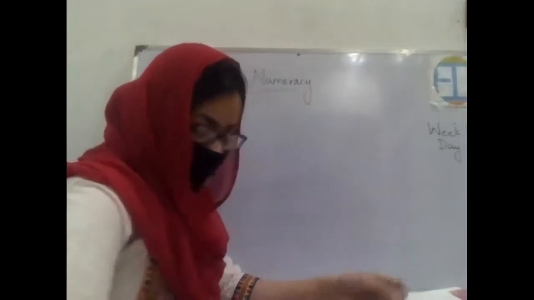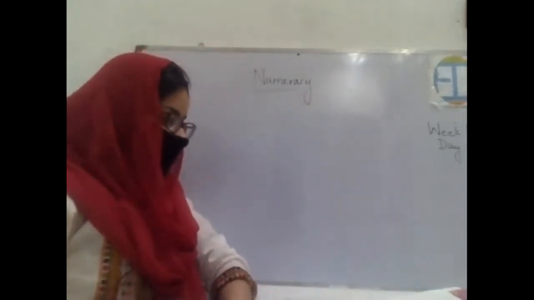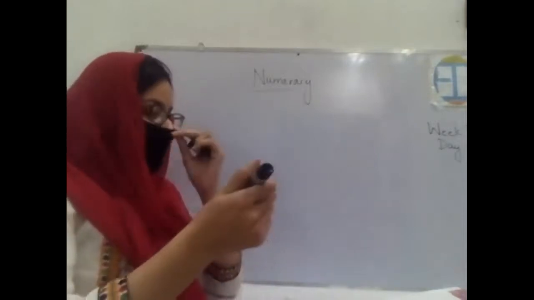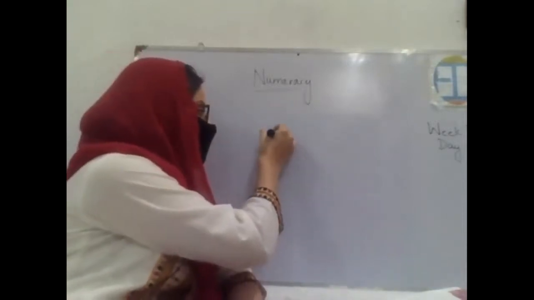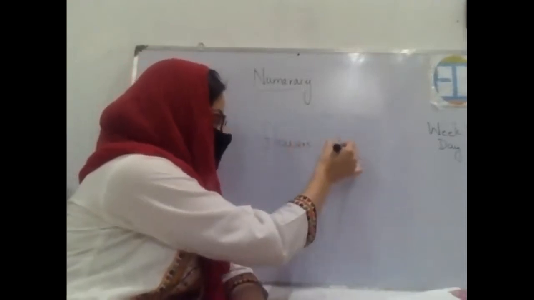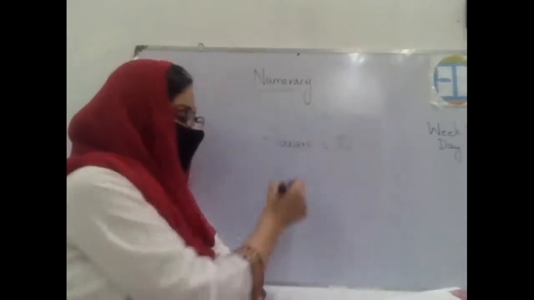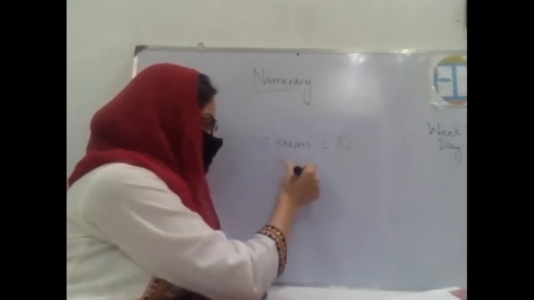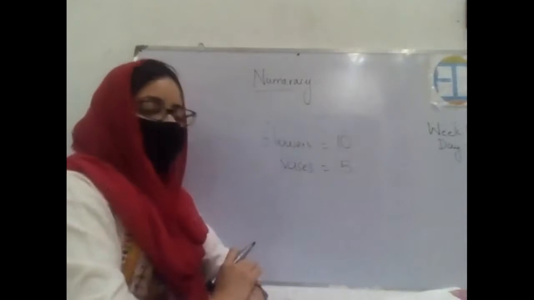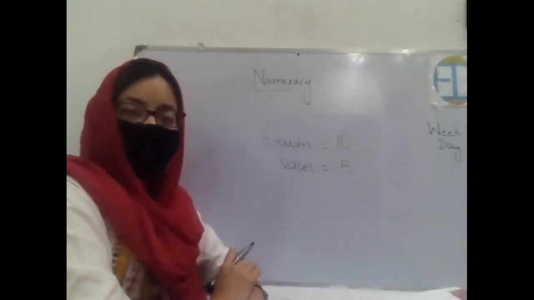The next question says that there are 10 flowers and 5 vases, right? Now let's note down the data. How many flowers do we have? 10. How many vases do we have? 5.